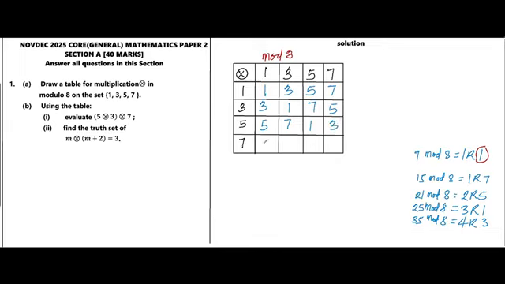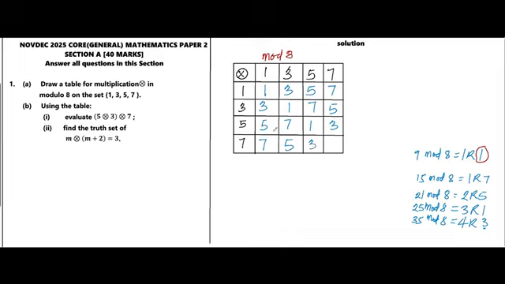7 times 1 is 7, and 7 in mod 8 is still 7. 7 times 3 is 21, and 21 in mod 8 we have 5; we have already worked that. Next, 7 times 5 is 35, and 35 in mod 8, the answer is 3.